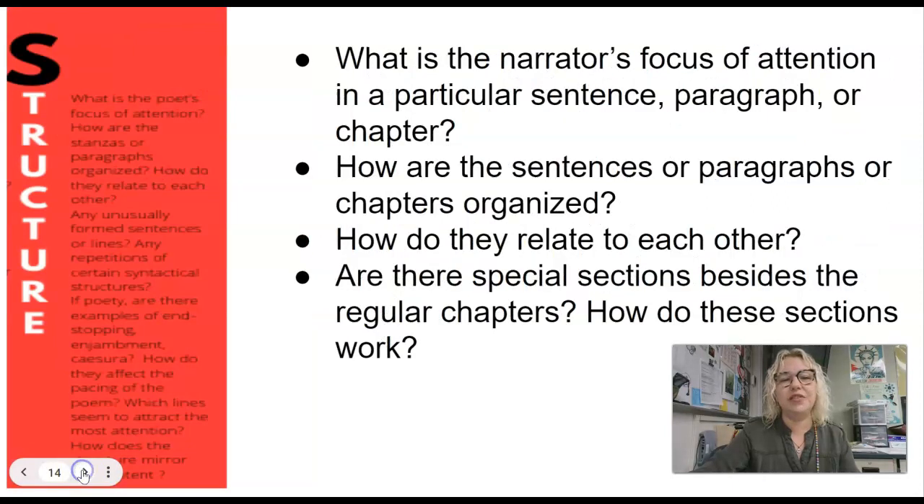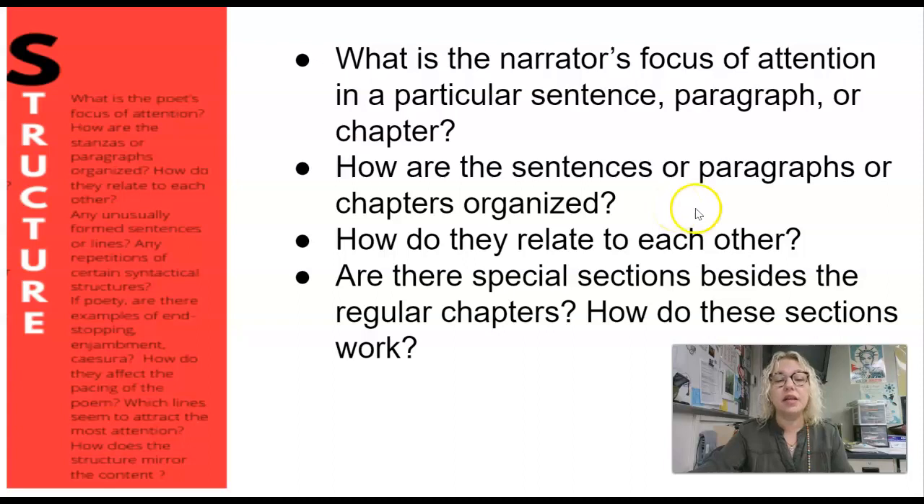The last one is sort of a hidden one. Oh no, before the hidden one, we've got structure, DITS. Structure: what is the narrator's focus of attention in a particular sentence, paragraph, chapter? How are the sentences or paragraphs or chapters organized? How do they relate to each other? And are there special sections besides the regular chapters? How do these sections work?